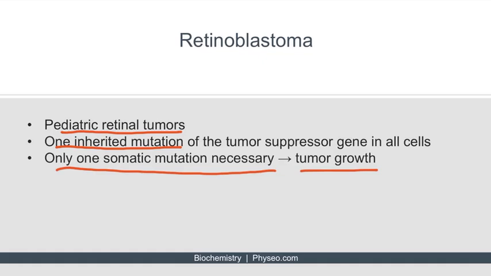version of the gene. This is a classic image of a patient with retinoblastoma. Notice that the patient's right eye has the normal red reflex, whereas the red reflex is absent in the left eye. You can see the white reflection right here, which represents growth of the tumor.